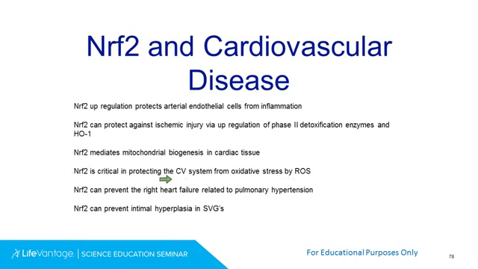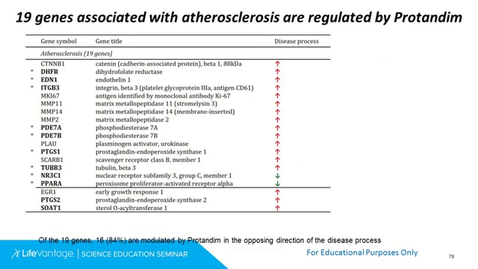So it reduces the damage to the cardiovascular system from oxidative stress, can prevent right-sided congestive heart failure related to pulmonary hypertension, and it can prevent intimal hyperplasia in vein grafts, or plugging up of vein grafts that are used for bypass surgery. Atherosclerosis is the bane of my existence. I deal with it multiple times a day, every day. Atherosclerosis is plaque buildup in the arteries, which leads to heart attack in the heart, stroke in the brain.